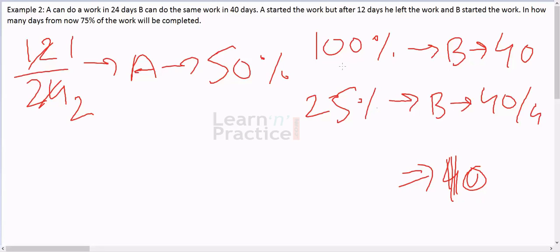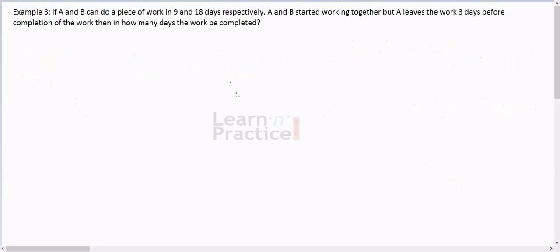Now let's move to the next question, question number 3. If A and B can do a piece of work in 9 and 18 days respectively, A and B started working together, but A leaves the work 3 days before the completion. So in how many days will the work be completed now?